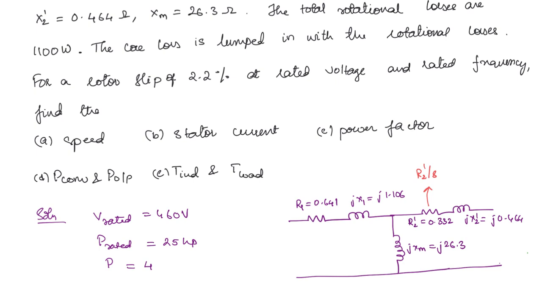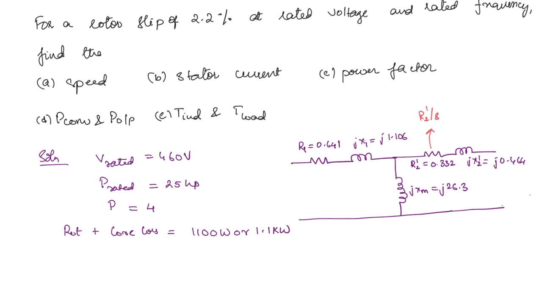Okay. Next, total rotational losses is given. It is also given that core loss is lumped in with the rotational loss. So what we can do is take the rotational loss plus the core loss together as a constant loss, which is 1100 watts or 1.1 kilowatt. Next, what else is given? The rotor slip is given in percentage. S is equal to 2.2 percent, or 0.022.